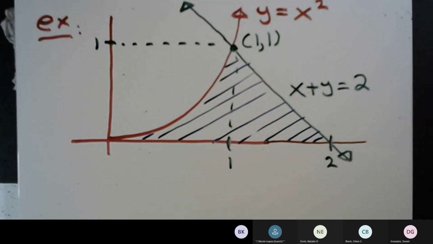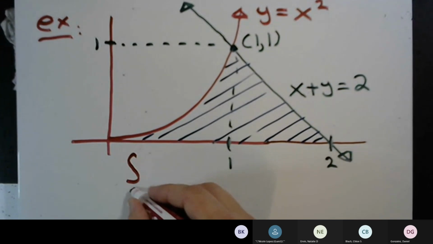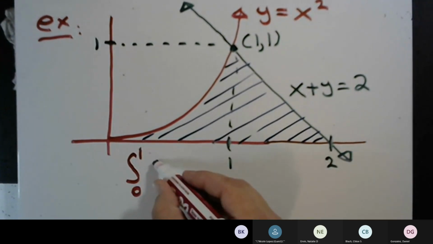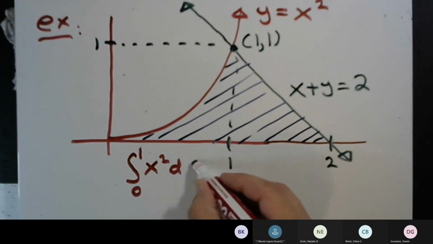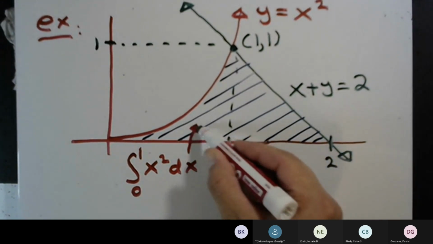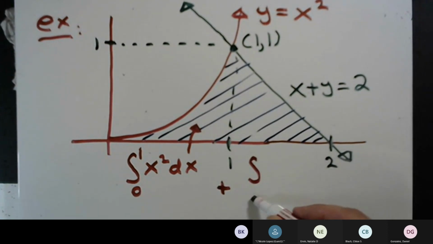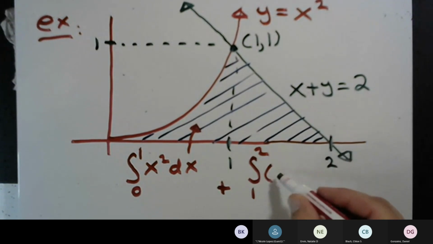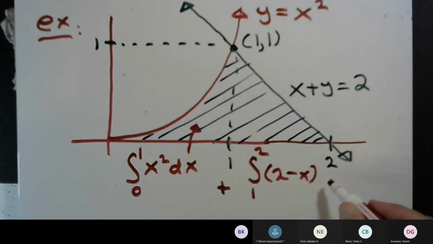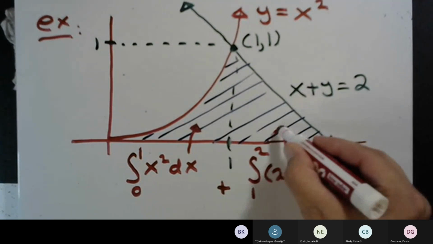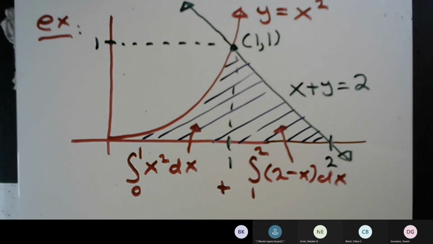Now, again, we're kind of stuck in that two integral thing. One thing we could do is integrate from 0 to 1 of x squared dx to get this area. And then we'll add to that the integral from 1 to 2 of, if we solve for y, 2 minus x dx. And that'll give us that area. So we could do that.